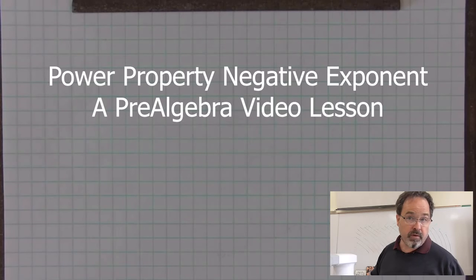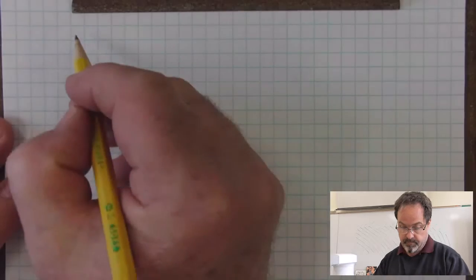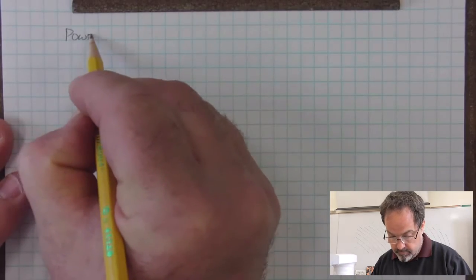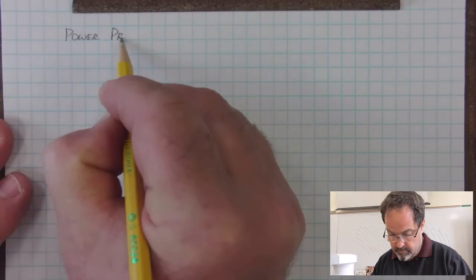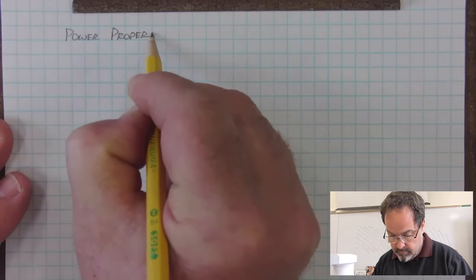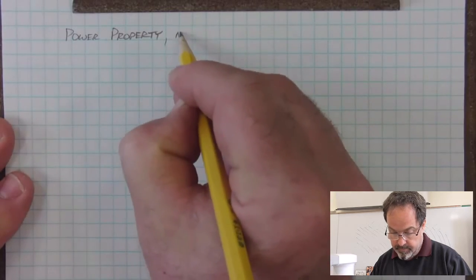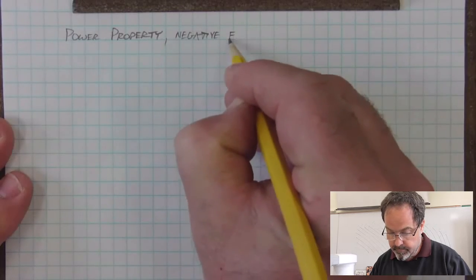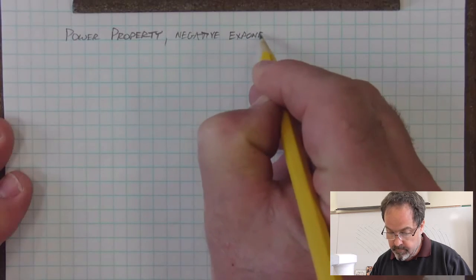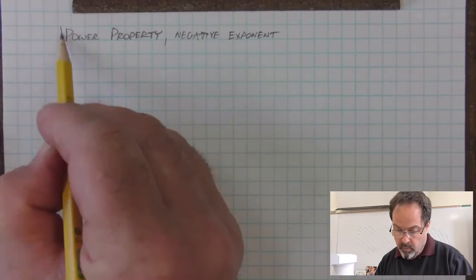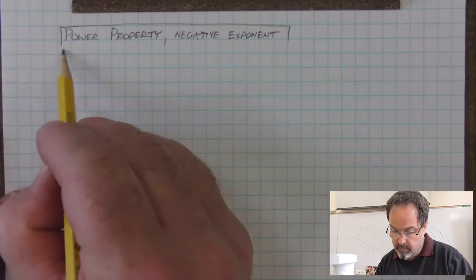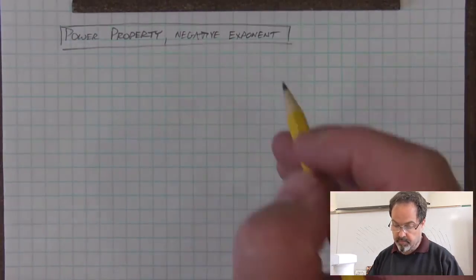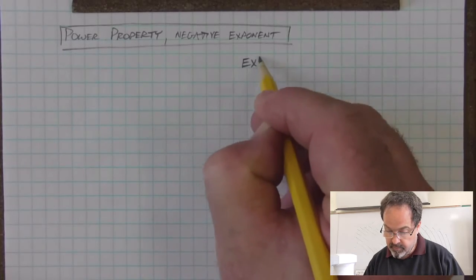VLSos here. This is a video lesson on a power property, negative exponents. What kind of power would use this property? Let's give an example.